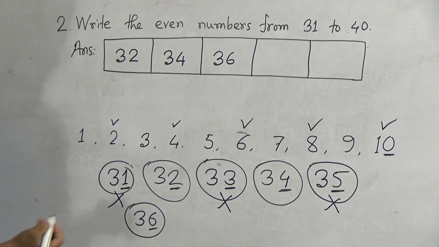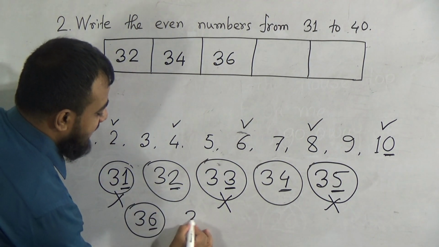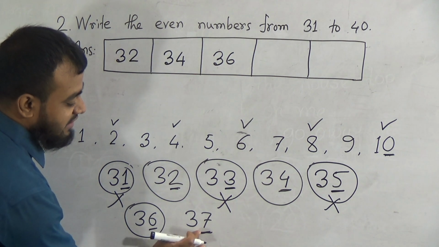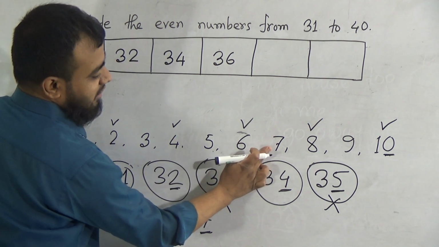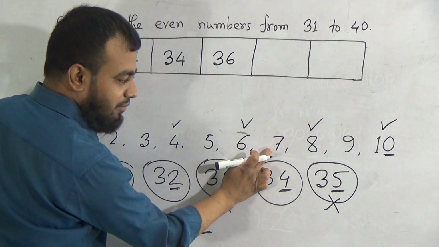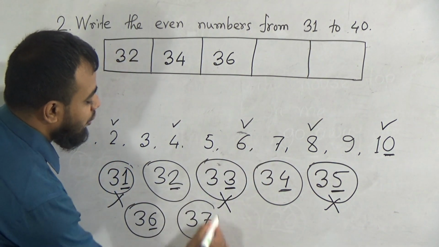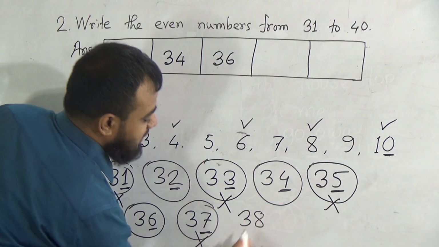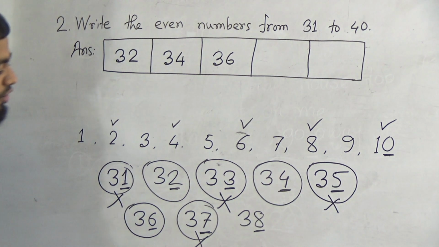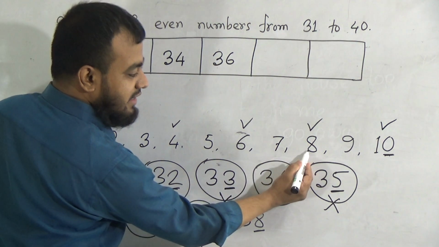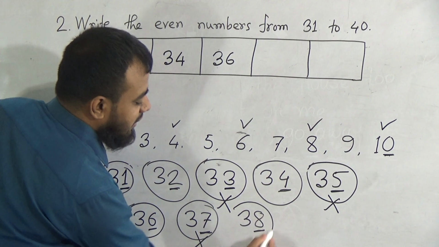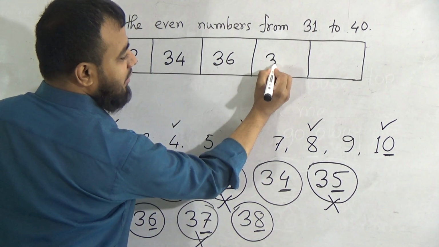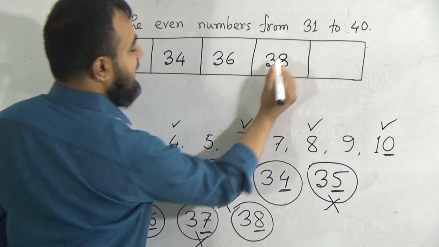Okay. After 36, my dear students, the number comes which is 37. 37 has 7 in the ones place. That means in the right side we have the number 7 and 7 can't make the pair. So 7 is not an even number. That means 37 is also not an even number. Okay. After 37 the number comes which is 38. 38 has 8 in the ones place. We know already 8 can make the pair. So 8 is an even number. That means 38 is also an even number. That means the next even number is 38. We should write down 38 in the fourth blank.